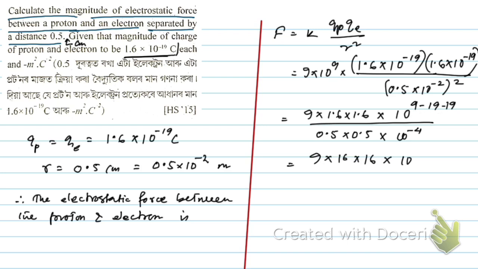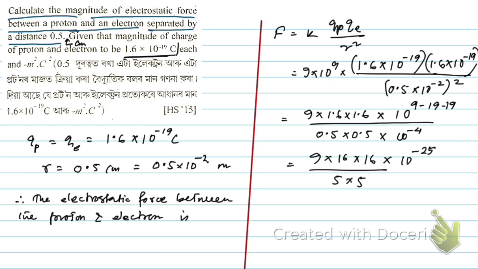Minus 19 minus 19 is minus 38, and 9 minus 38, that's going to be minus 29, and there is 10 to the power minus 4. So here it's going to be plus 4. So then it's going to be minus 29 plus 4, that's going to be minus 25, right? Minus 25, and here 5 into 5. Okay, that's what we will have, right?